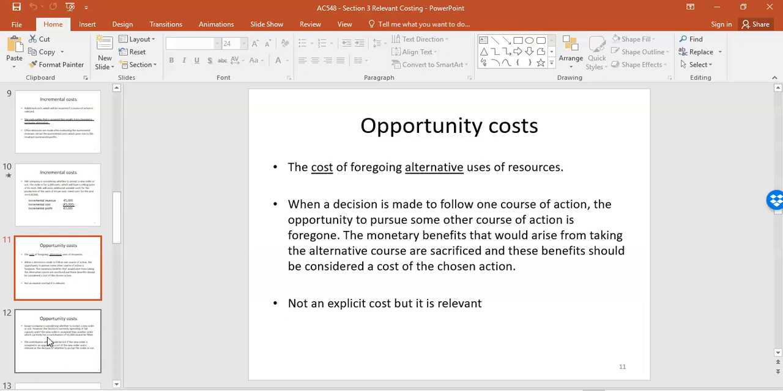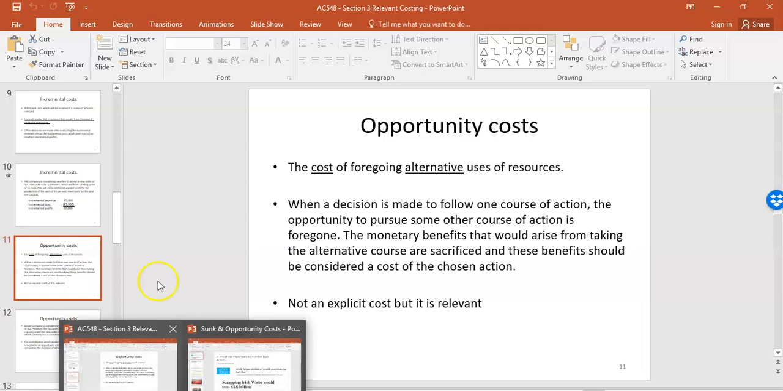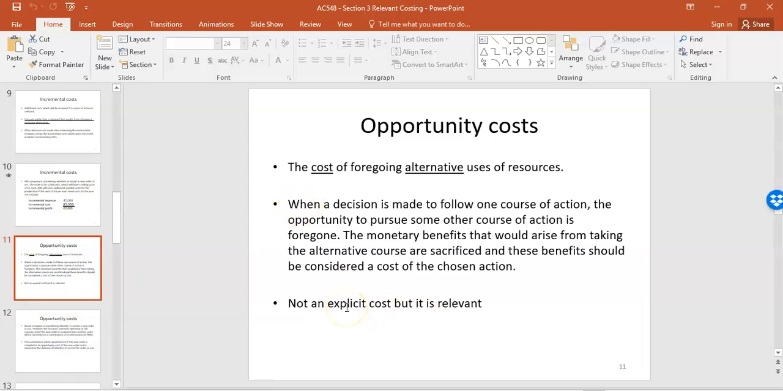Because every spend, every decision you do, you're coming with choices. And the one you choose must be better than the alternatives. But often what happens is the alternatives aren't quantified. And therefore you're not considering what the opportunity cost is. And why they're usually not put in is, it's not an explicit cost. So it's not that you're actually spending money on an opportunity cost, but it is relevant because it's money foregone because you went with one choice over the other.